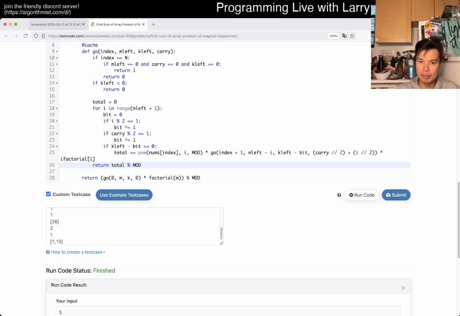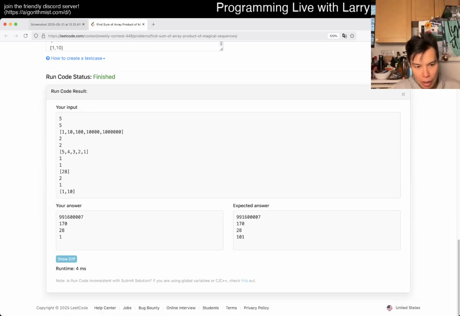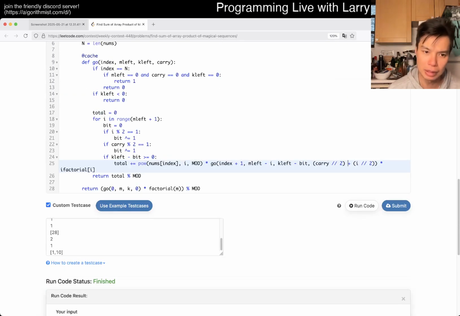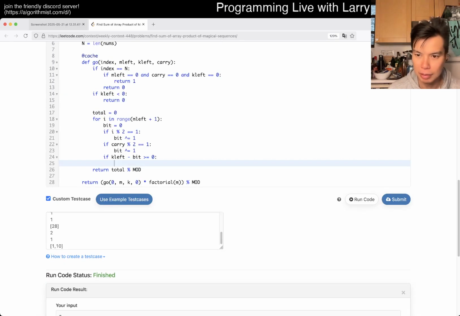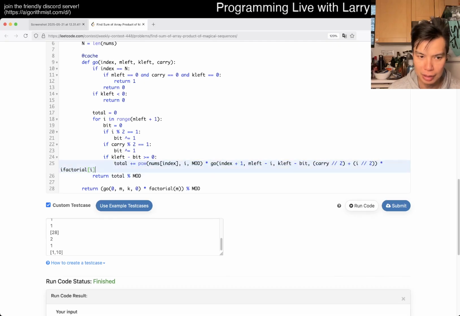Oh, no, no, that should be right. This should be right too. Okay, so that's maybe telling. Let's say I remove, oops, not that. Remove just this part.